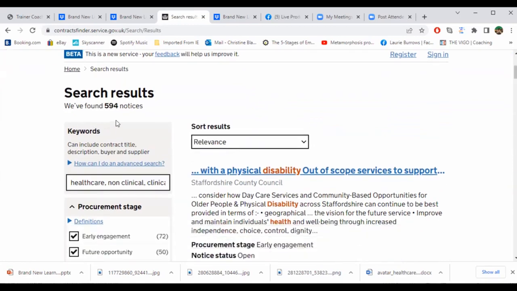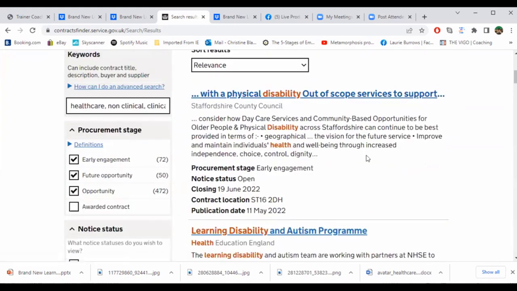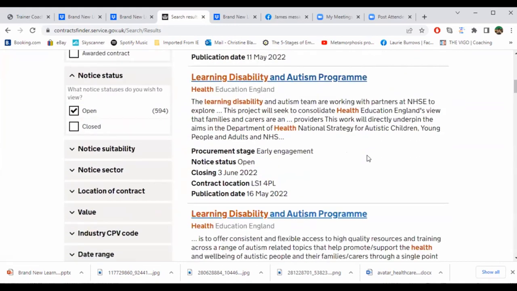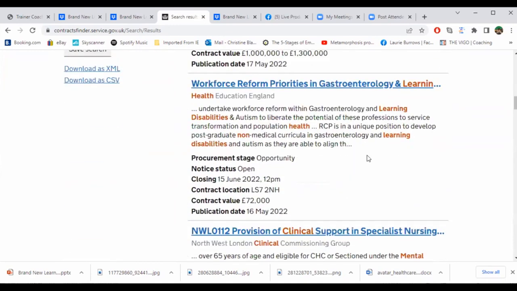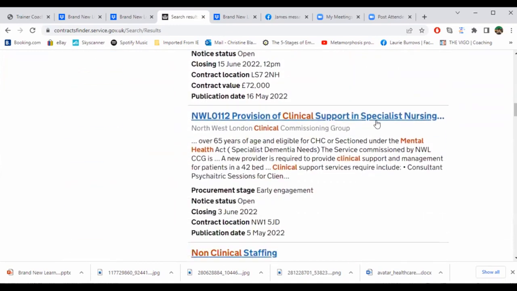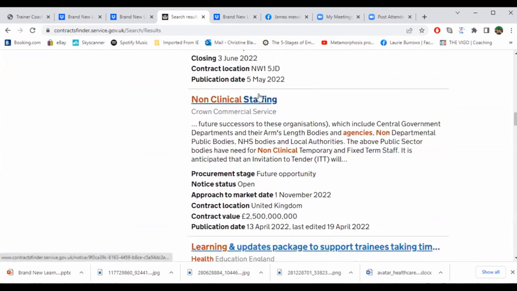So there's 594 notices, and there's different types of contracts here. Non-clinical staffing. This is with Crown Commercial, for example. The approach date to market is the 1st of November. It's open at the moment.